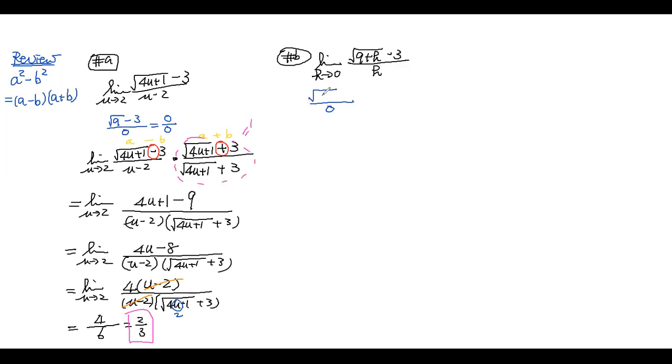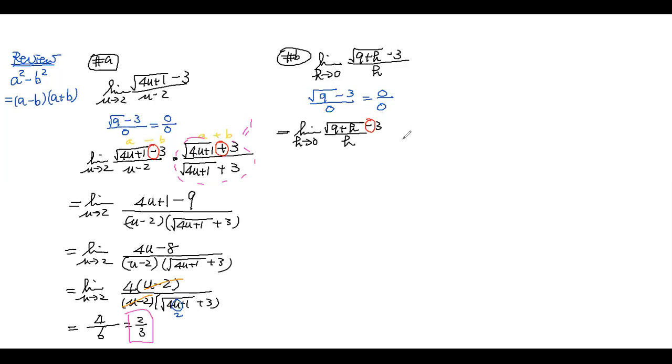So what is 9 plus 0? It's 9, minus 3. So you will get 0 over 0. So you say, okay, this is 0 over 0, so I need to manipulate this so I can find the limit if possible. So this is the problem: the square root of 9 plus h, minus 3, right? As we see here, this is a minus.